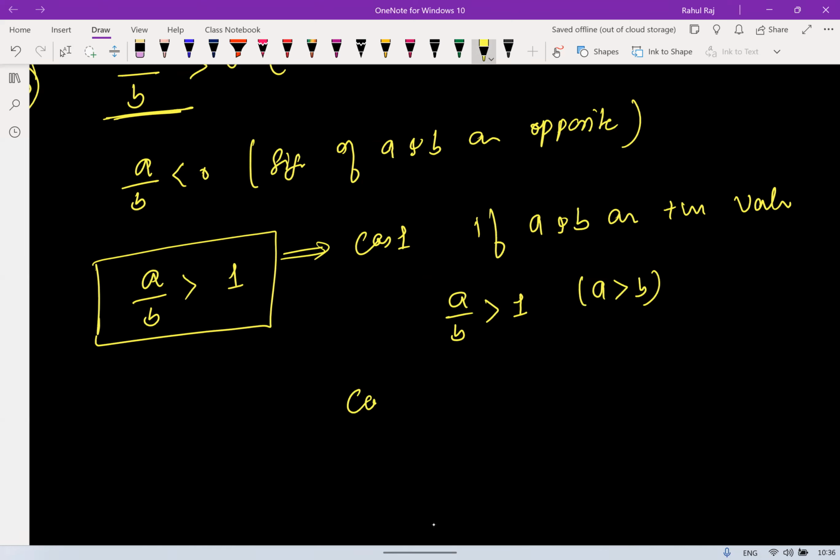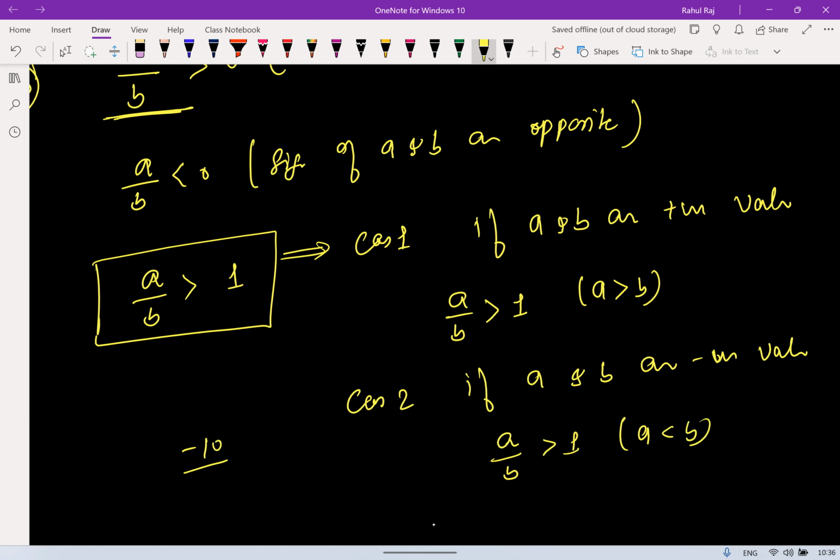But case 2 is, Alexa, if A and B are negative values, then for A over B to be greater than 1, A should be less than B, Alexa, because minus 10 by minus 5 is greater than 1, right?